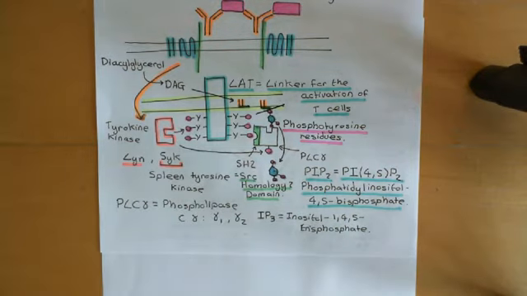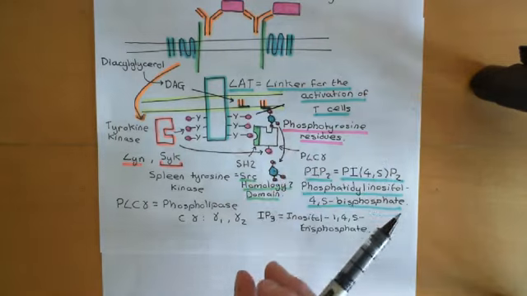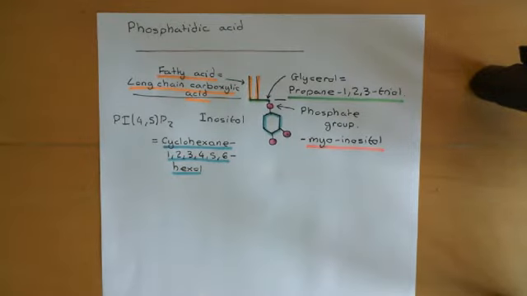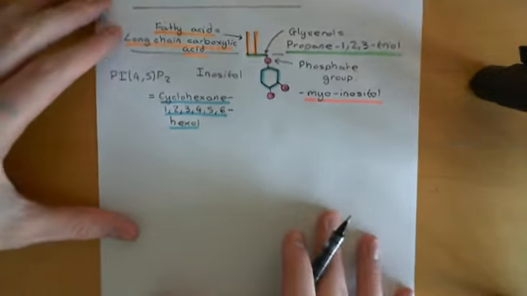The one we're most interested in here is the IP3 rather than the diacylglycerol. IP3 now falls into the cytoplasm, and it's going to work on receptors that are in the ER membrane and cause the release of calcium from the ER. So let me discuss this on the next picture over here.